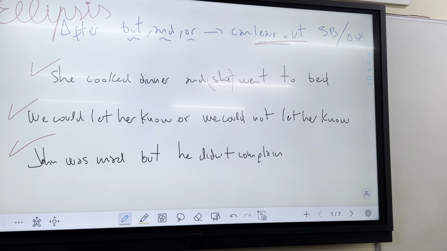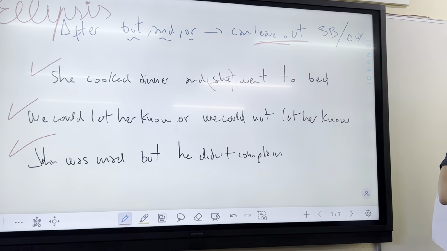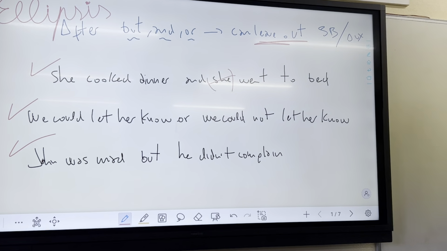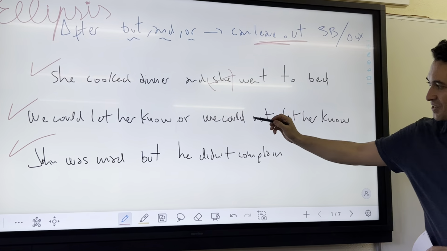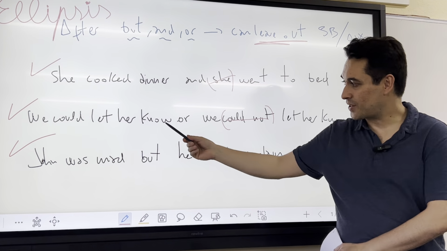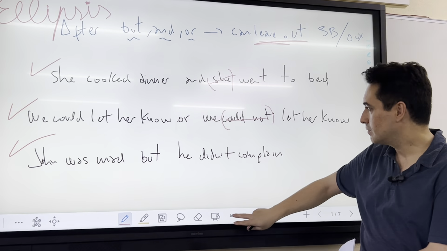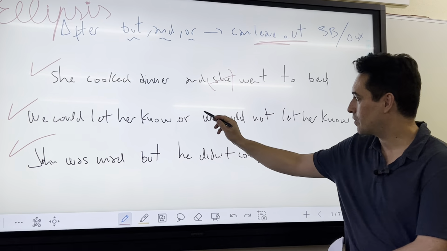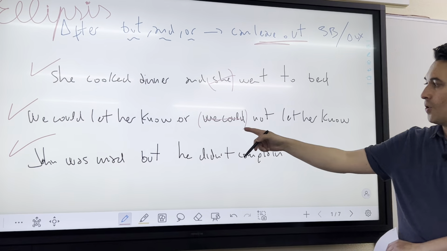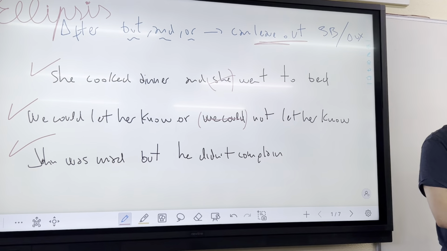Okay, second sentence. We could let her know or we could not let her know. What can we remove here? The second we could be removed. So you can just say, we could let her know, or, sorry, we could. You were, yeah. We could let her know or not let her know. So we could can be removed.